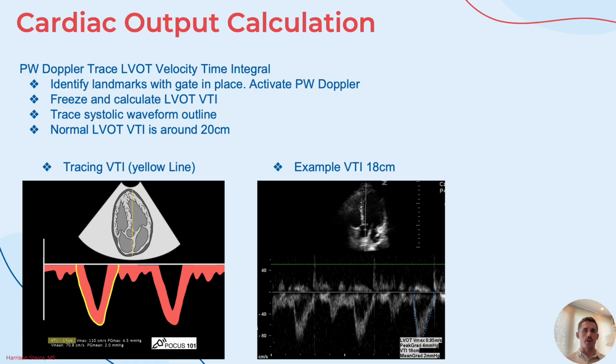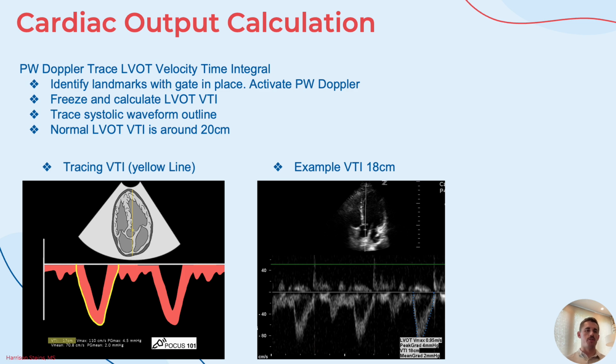Going back to calculus, whenever you took it, integral, right, is area under the curve. So we're going to be using the pulse wave Doppler to take an image of the amount of fluid moving under the transducer under a certain period of time. We've identified our landmarks with the gate in place. We're activating the pulse wave Doppler. Then you're going to freeze and calculate the LVOT velocity time integral. What we mean by that is here's our tracing from our pulse wave Doppler. This creates our curve, the outline in yellow, and then the area under the curve, tracking our velocity time integral, is this area within that yellow outline tracing.